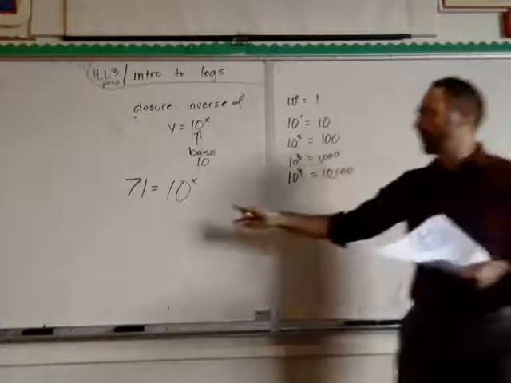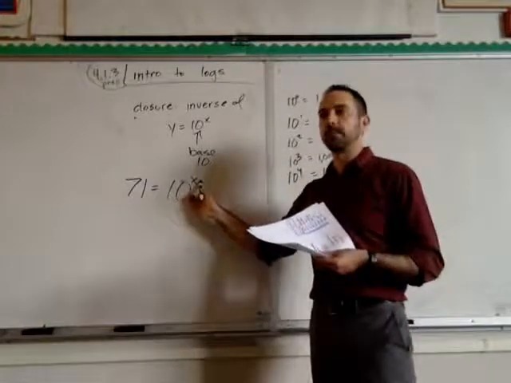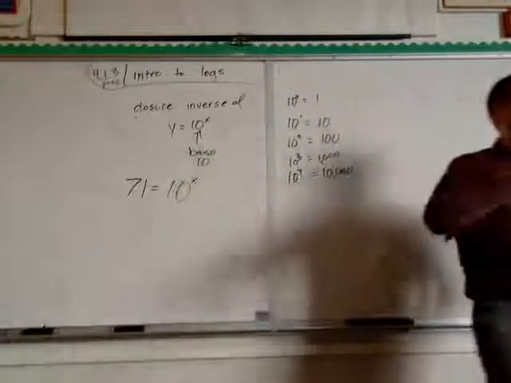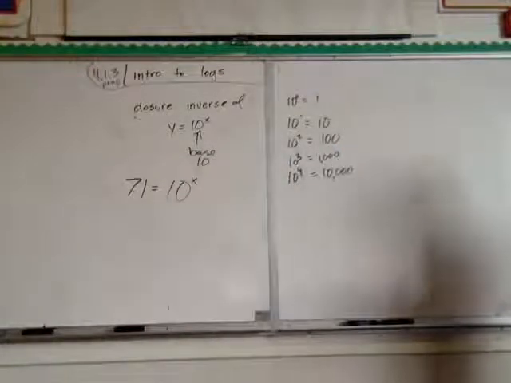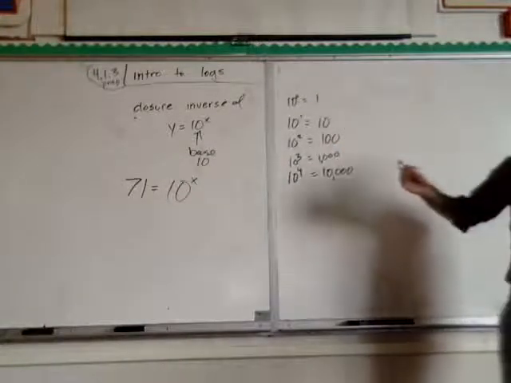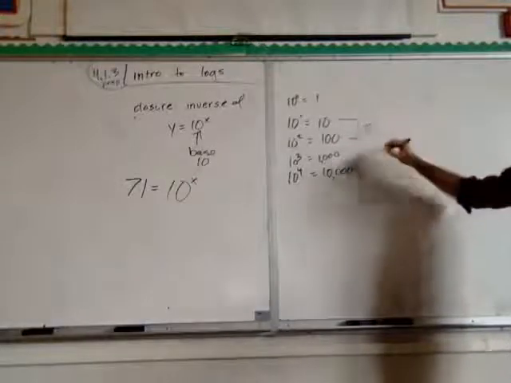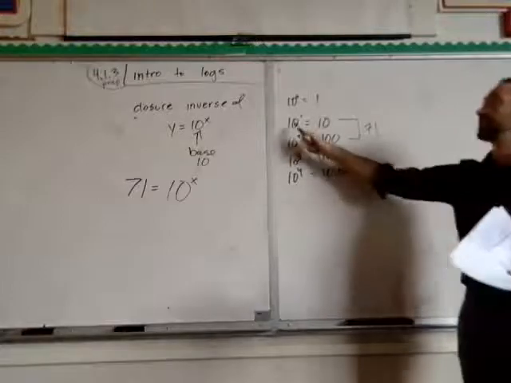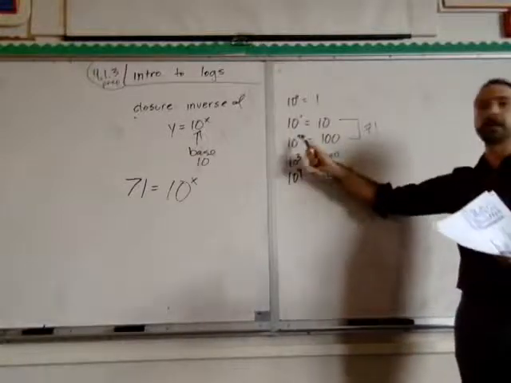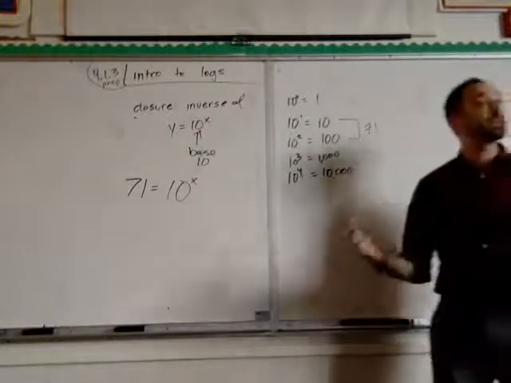Okay. So you can see with base 10, we have these values that we get. So if I'm looking for 10 raised to some number to get 71, whereabouts is it going to fit? Between here somewhere, right? 71 fits somewhere in there. So I know that it's not going to be 10 to the first power. That's not enough. 10 to the second is too far. It's going to be some decimal.